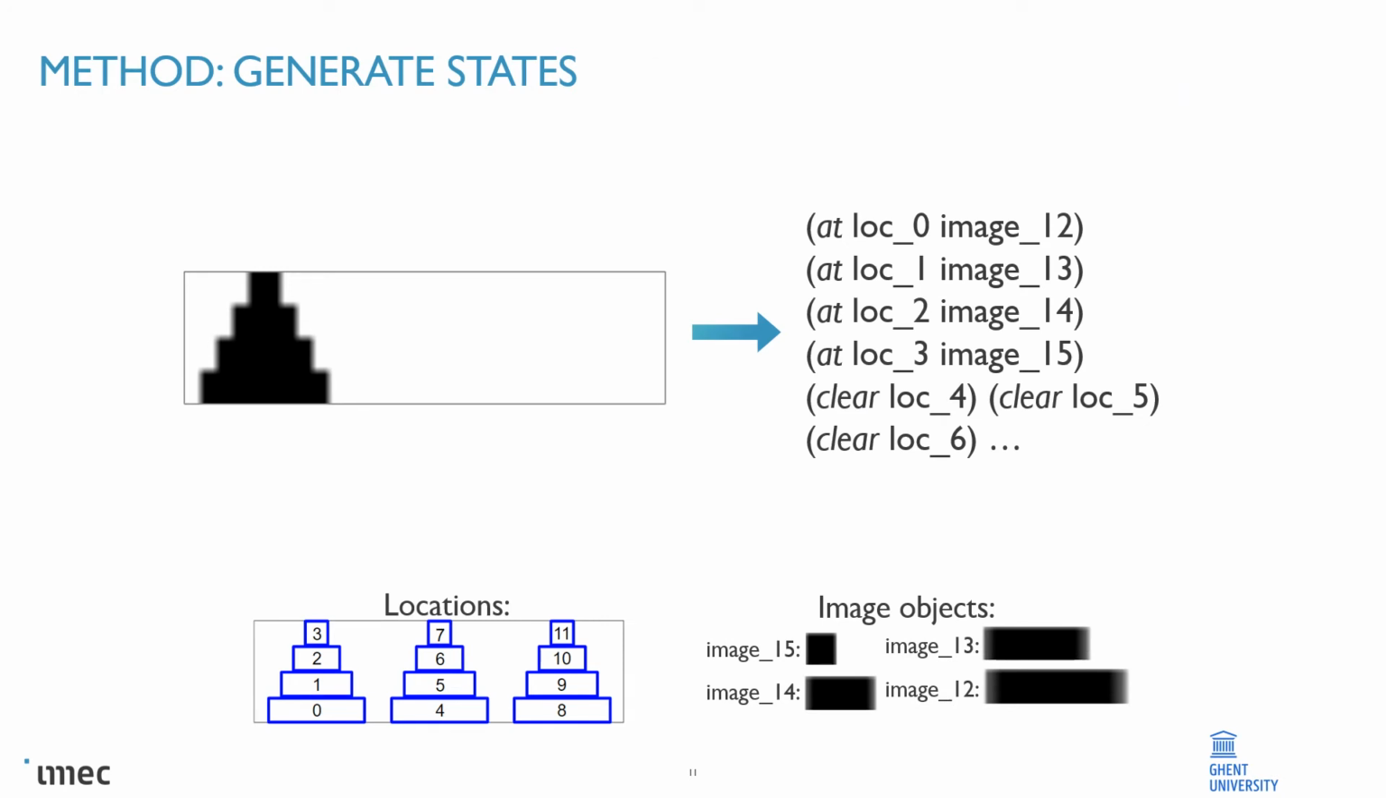Once we know what objects the images contain, the images are transformed into states. In this example, image object 12 is in location 0, image object 13 in location 1, and so on. If a location does not contain an object, then we create a clear atom.